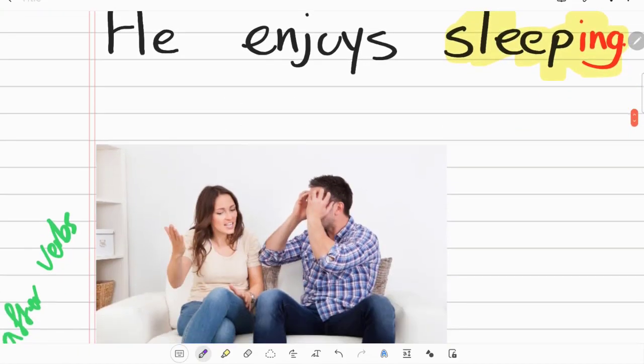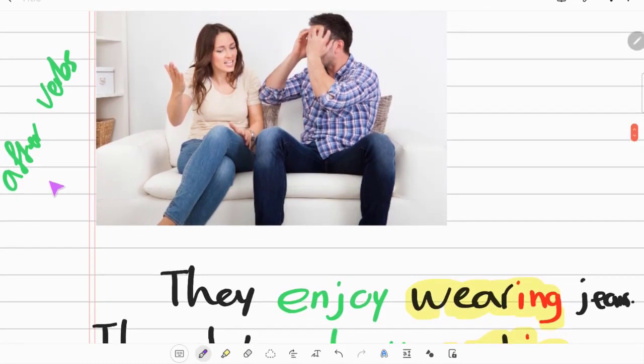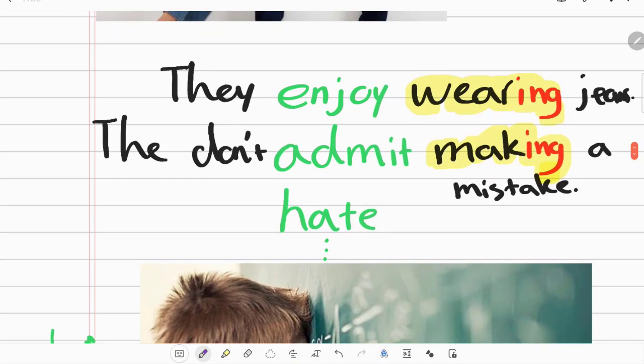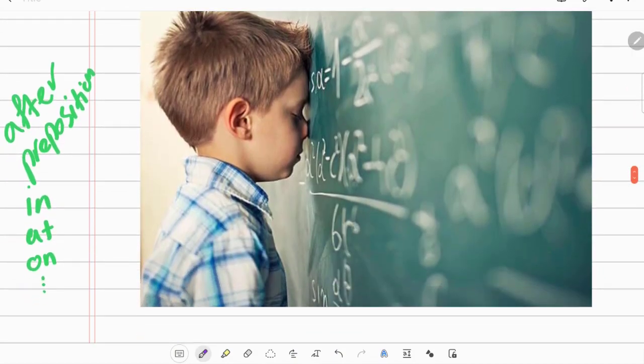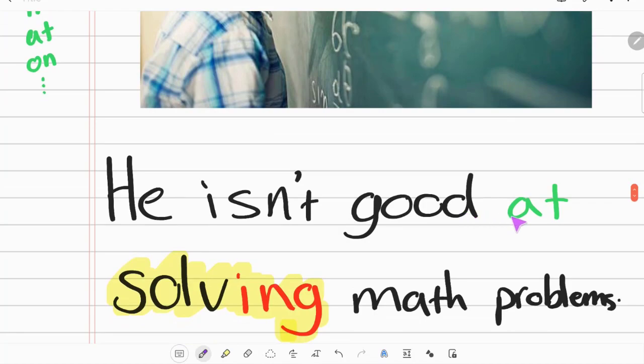And number 3, it was after some special verbs such as enjoy, admit, hate, can't stand, and so on. For example, they enjoy wearing. And finally, we talked about using gerunds after prepositions such as in, at, on, under, and so forth. Here, the example was this: he isn't good at, preposition plus gerund.